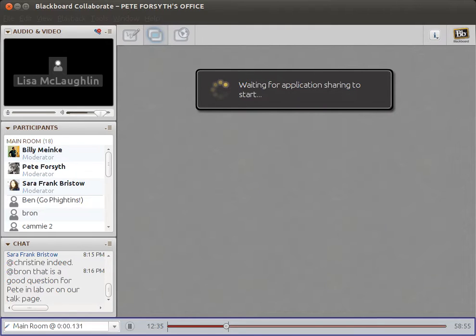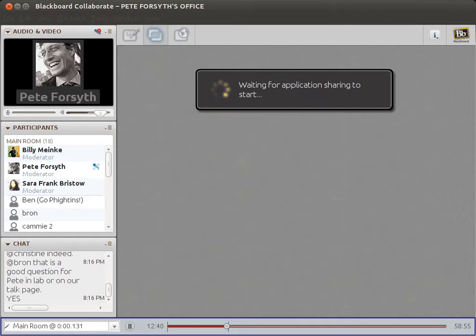Can people still hear me? I'm seeing this waiting for application sharing to start message. Yes, we can hear you. That's okay. That's my error. Okay. Pull up the website, either OER Commons or the Wikipedia article about it if you'd like.